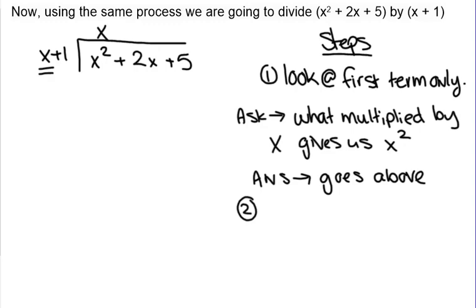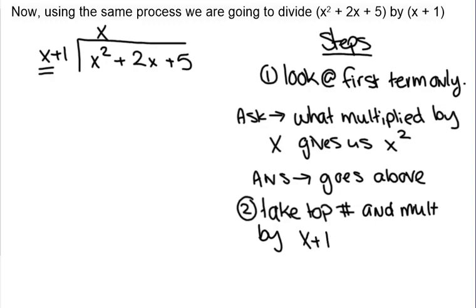Our second step is you take your answer, or take your top number, whatever you want to call it, and you're going to multiply it by your binomial, or in this case, by our x plus 1. So if we want to scribble that on the side, I'm going to say, okay, x, which was what was up top, times x plus 1. That gives us x squared plus 1x.